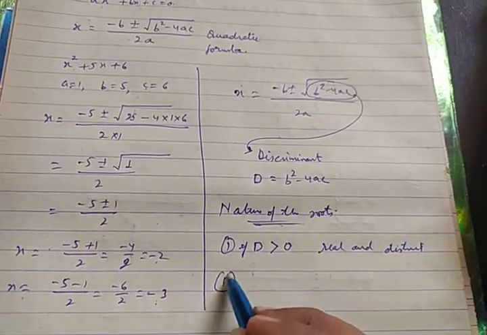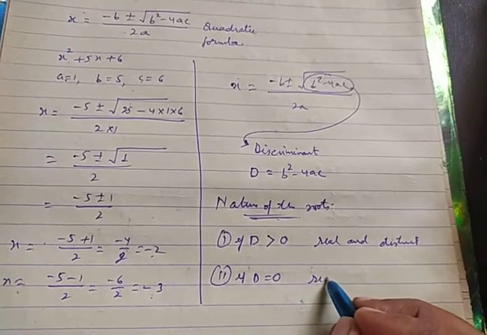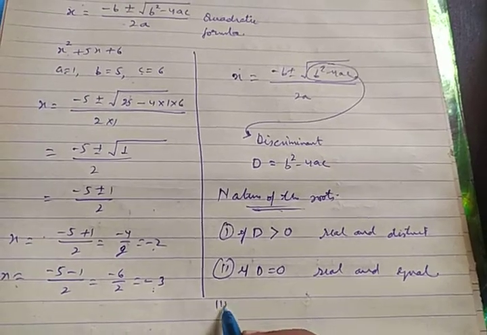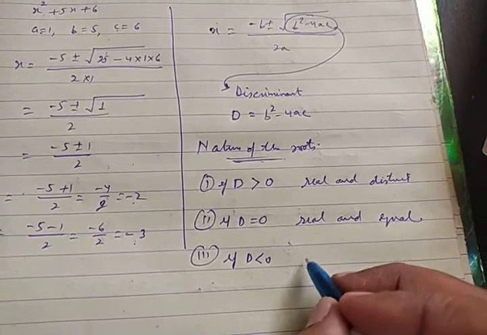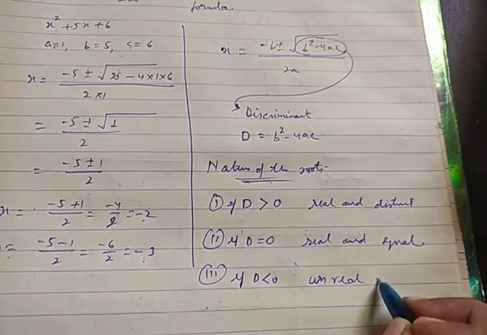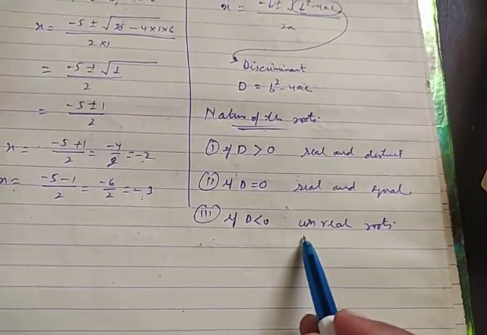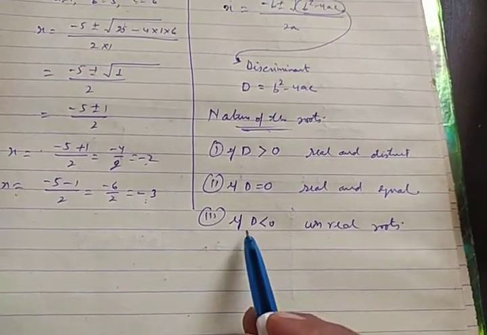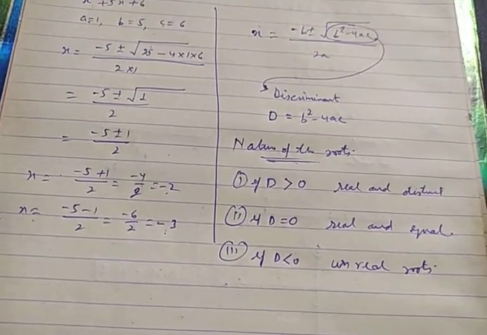Second condition is if D is equal to 0, then real and equal roots. Third condition is if D is less than 0, which means unreal roots. Unreal roots means the roots cannot be expressed or plotted on the number line. It means D would be negative, the calculation of D will be negative. In such cases we will say no real roots.